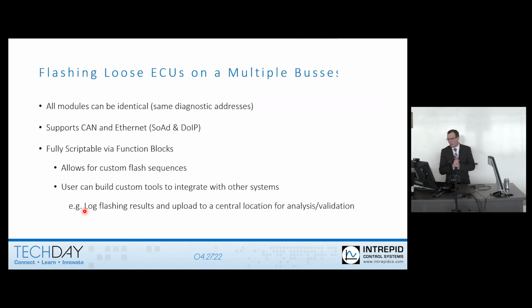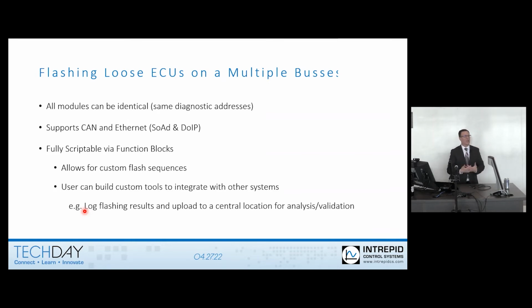So a few notes on loose ECUs on multiple buses. Like we mentioned, if you're putting a module each on its own dedicated bus, they don't have to be different, right? They can all be the same. And an important note is that we do support CAN and Ethernet over the socket adapter, or diagnostics over IP. There's only a pretty limited number of modules with direct flash over DoIP. In my experience, most of them are using SoAd, but a few do. And again, the same environment.